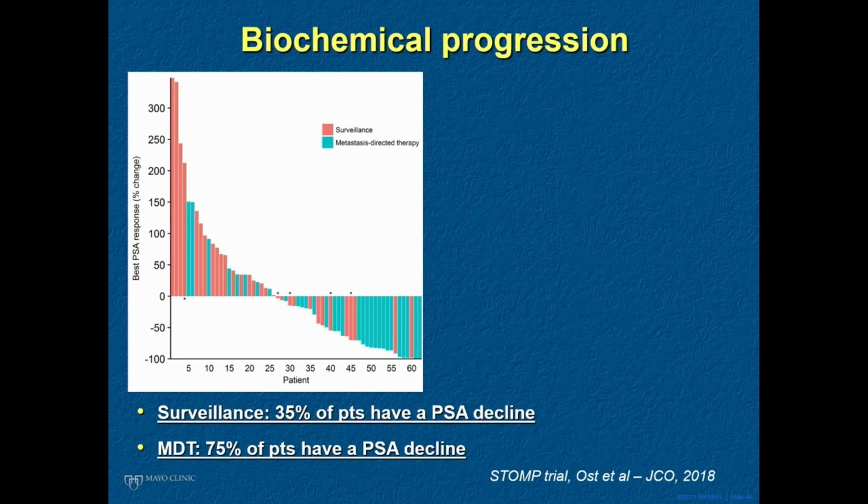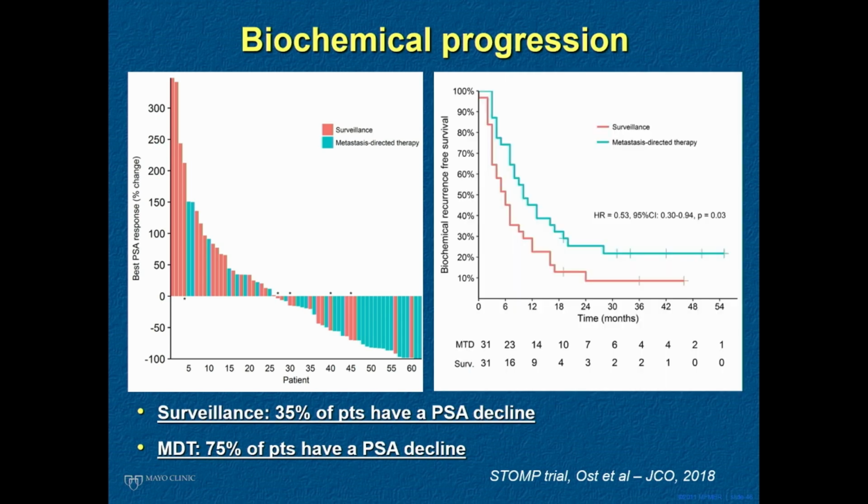So you can see here that this is a waterfall curve regarding the PSA, and that even patients with low PSAs, even under surveillance, some of the PSAs jumped around. And that's one reason I tend to try to use either a confirmatory 0.2 or a PSA of 0.4. And you can see with the intervention, the metastasis-directed therapy, the majority of patients did undergo a PSA decline.